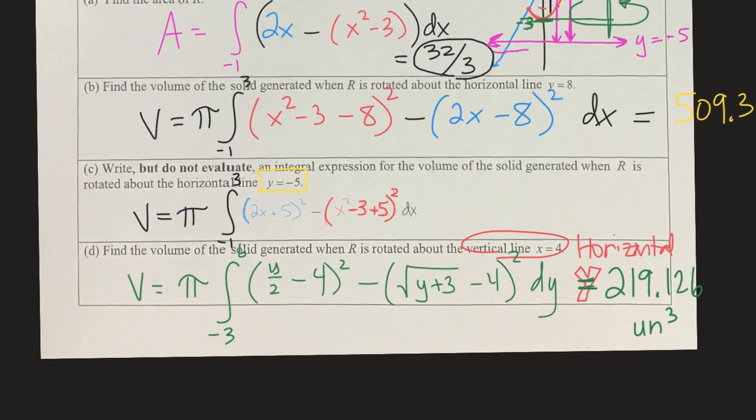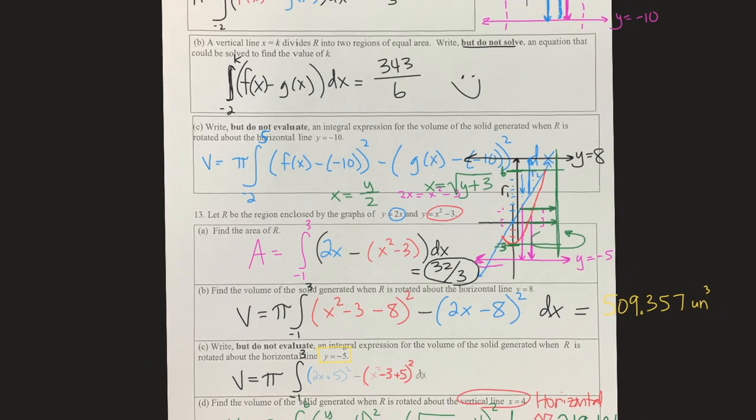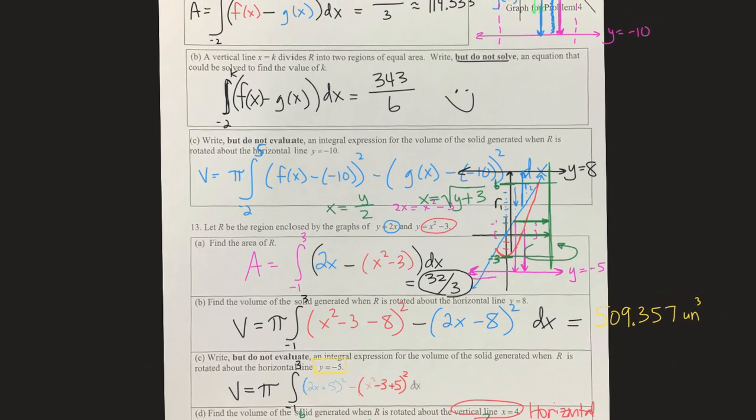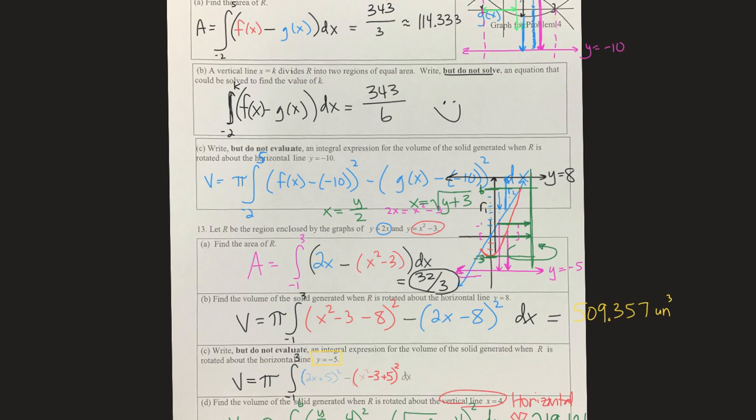219.126. So when you're doing any type of horizontal rotation around a vertical line, everything has to be in terms of y. Your limits of integration are in terms of y, your equations are in terms of y, and your d is in terms of y. So hopefully you can remember that and do awesome on your test.